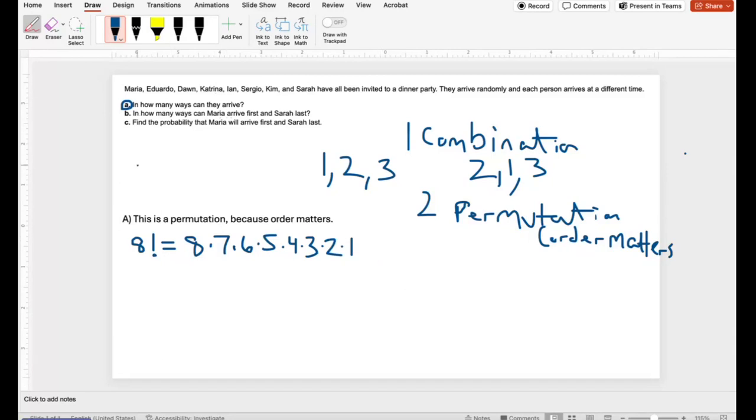Because for instance, if you have Maria first, it could be Maria, then Eduardo, then people in order down the row. It could be Eduardo first and then Maria, and it splits off to a bunch of different possibilities. So what's one way they can arrive? You could have it like it's written right here: Maria first, then Eduardo, then Dawn, Katrina, Ian, Sergio, Kim, and Sarah. That's one way. Another way would be Eduardo, then Maria, then Dawn, then Katrina. You get my point?